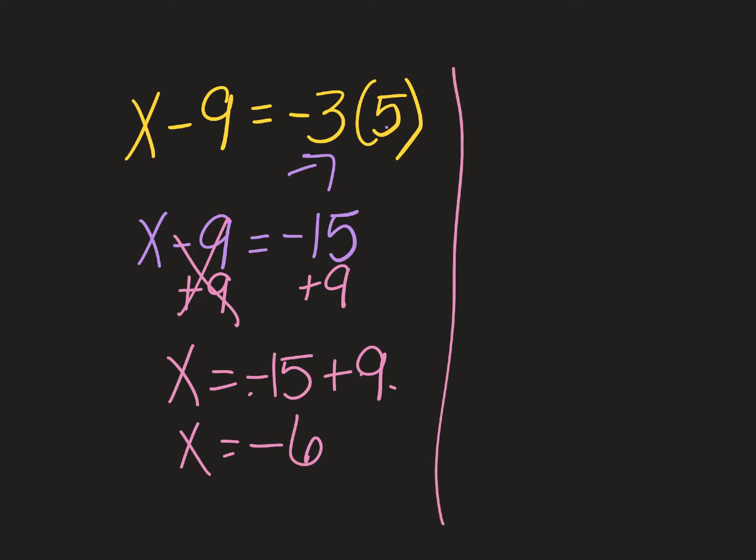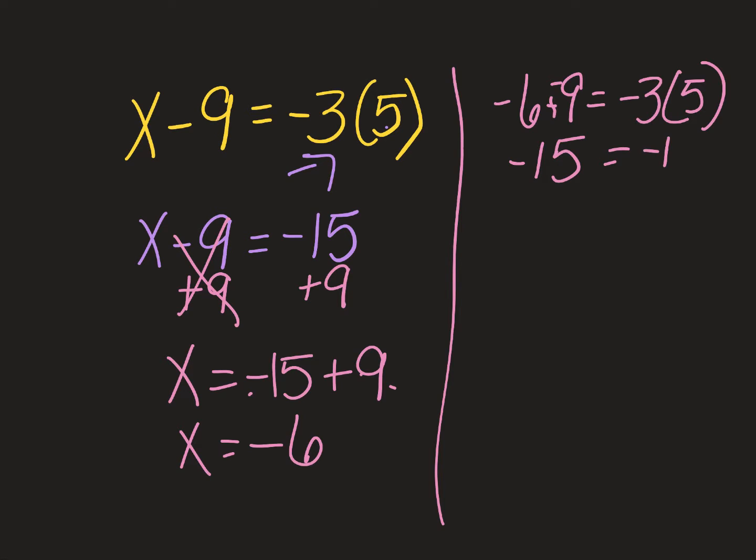Again, I can check my work. Negative 6 minus 9 equals a negative 3 times 5. Add a line, change the sign. When I add these two negatives, I'm going to get a negative 15. When I multiply these negative and positive, I'm going to get a negative 15, and my answer checks. All right, let's try one more.